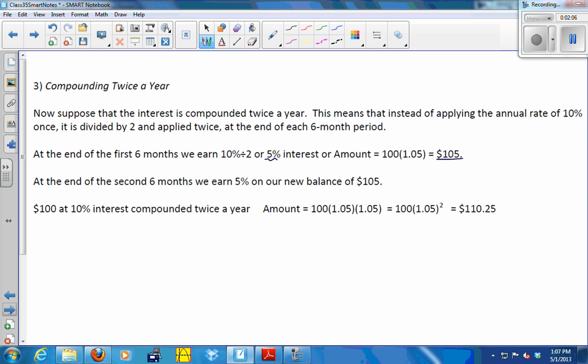And at the end of the second 6 months, now we earn 5% on $105, not just on the original principal, but on the original principal plus the interest you earned. So now you're earning interest on your interest. That's why we call it compounding interest. So we take our original $100, multiply by 1.05 at the first 6 months, then multiply by 1.05 again at the end of the year, and we end up doing 100 times 1.05 squared, and $110.25 is our new balance. So how much extra money did we make by compounding twice instead of once? 25 cents. We made an extra quarter.